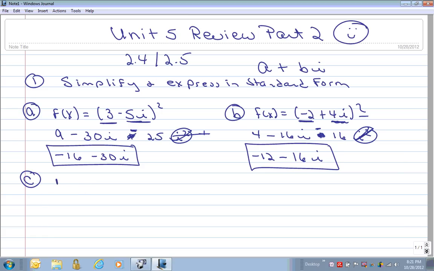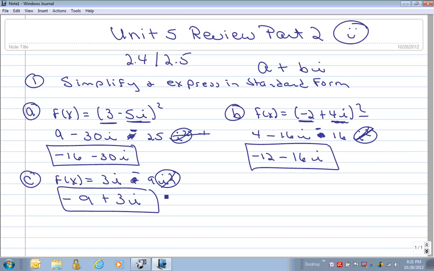All right, let's look at C. For C, we have f of x equals 3i plus 9i squared. Again, we just have this i squared that changes the 9 to a negative, and in standard form we would be negative 9 plus 3i, and we would be in standard form. Moving on to part D.